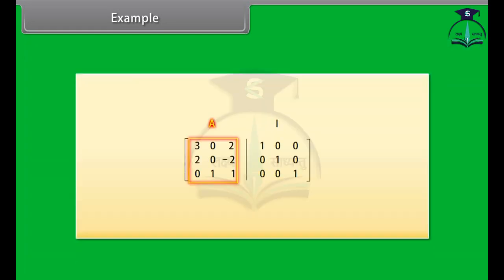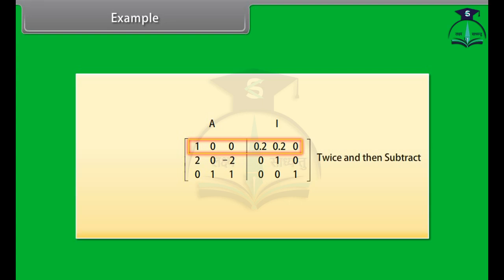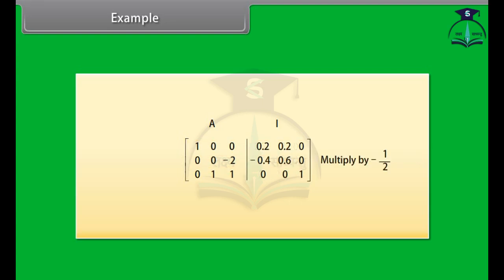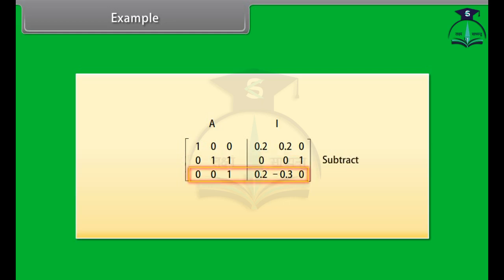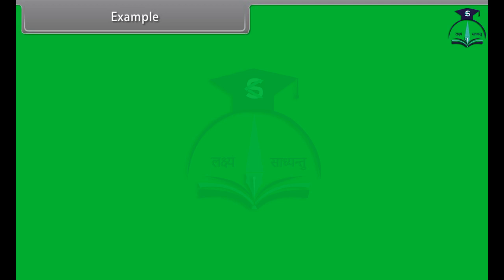Start with A next to I. In this example, our first step is to add row 2 to row 1. Then divide row 1 by 5. Then take 2 times the first row and subtract it from the second row. Multiply second row by -1/2. Now swap the second and third row. Last, subtract the third row from the second row. And we are done.